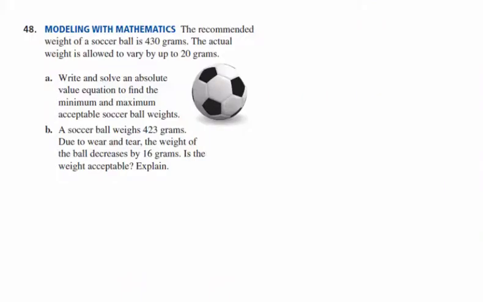Okay, in this problem, number 48, the recommended weight of a soccer ball is 430 grams. So that's one value. That's the recommended weight. That's going to be the center. So in this case, we're given the center. The actual weight is allowed to vary by up to 20 grams. So what we have there is a distance from the center. We should be able to calculate fairly easily. We can go up to 450 or down to 410.